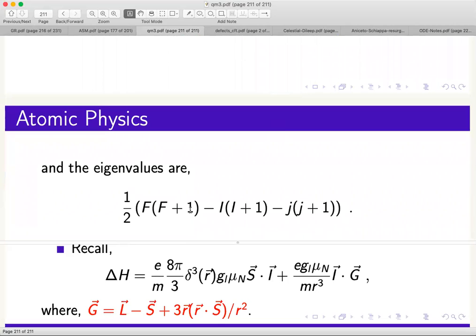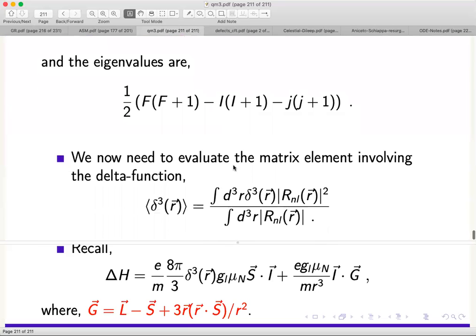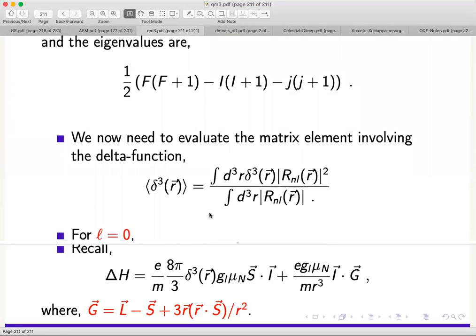The eigenvalues are half of F into F plus 1 minus I into I plus 1 minus J into J plus 1, multiplied by 8 pi by 3 times E by m times G L times mu n times the expectation value of the delta function in the radial wave functions. So when we compute that quantity, we need to compute this. Again, same notation that I'm using, that this is an expectation value not in the vacuum state, but in a specific hydrogen atom state with principal quantum number n and orbital quantum number L.